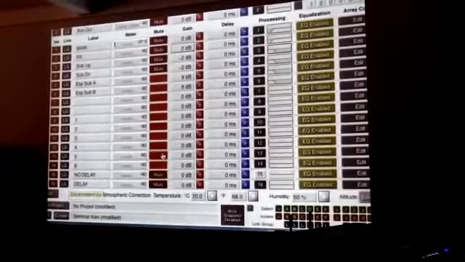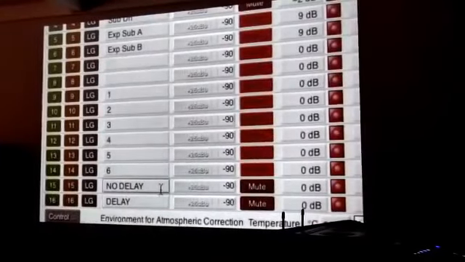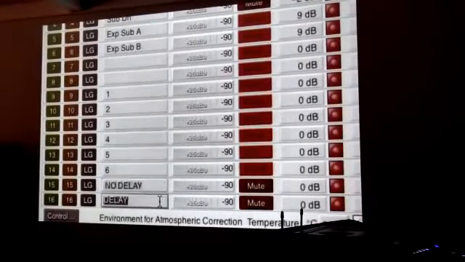Okay, so look at this. Let's use two channels of processing. One channel with no delay and one channel with delay.